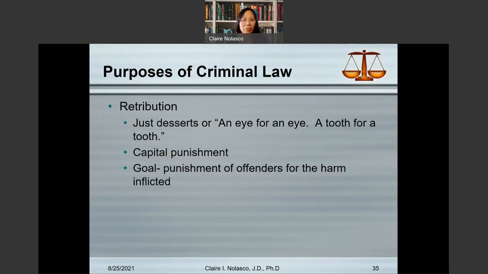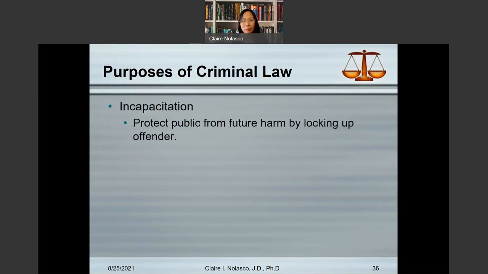Aside from rehabilitation, one other purpose of criminal law is retribution. Retribution is based on the adage, an eye for an eye or a tooth for a tooth, or basically just deserts. For example, capital punishment is imposed on intent to kill murder. Because you kill someone, your life has to be taken. So that's a form of retribution. The goal is to punish offenders for the harm they inflicted.